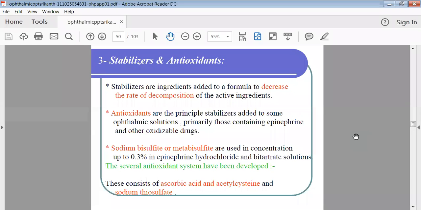Because if you have not added the antioxidant, oxidation may take place and it may damage your drug. So this is nothing but a stabilizer, which comes as an antioxidant. Then the examples are sodium bisulfite and metabisulfite, which are generally used in a concentration of 0.3%. This is very important: we have to maintain the concentration provided by the standard books. If we increase the concentration, then it may cause problems in your formula or problems for the patient.